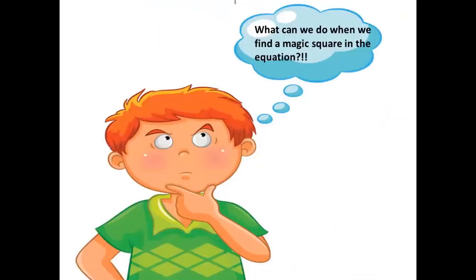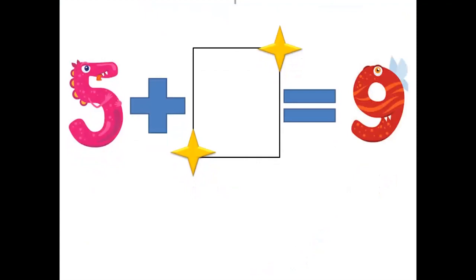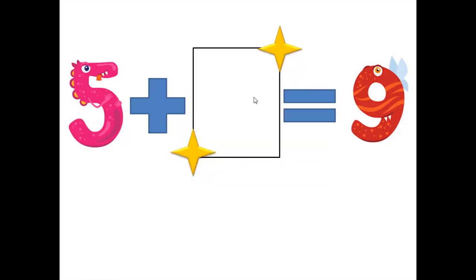Here is our magic square. What is the meaning of magic square? It means that if I have an addition equation like that, I am confused now because I don't have the missing number here. Please, how can I get the missing number here? Okay, let's see how we can get the missing number.